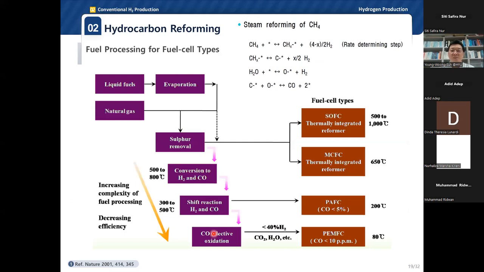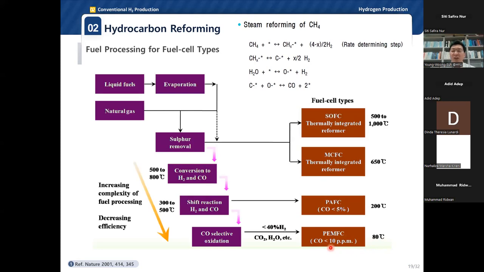And then this is the diagram for the fuel cells. So you know that the hydrogen will be used for our mobility, such as fuel cell vehicles. So SOFC, MCFC, PAFC, and PEMFC over here. That fuel cell type depends on the operation temperature. So the PEMFC uses the lowest operating temperature over here. But in this case of PEMFC, the content of CO should be lower than 10 ppm. It's very low.